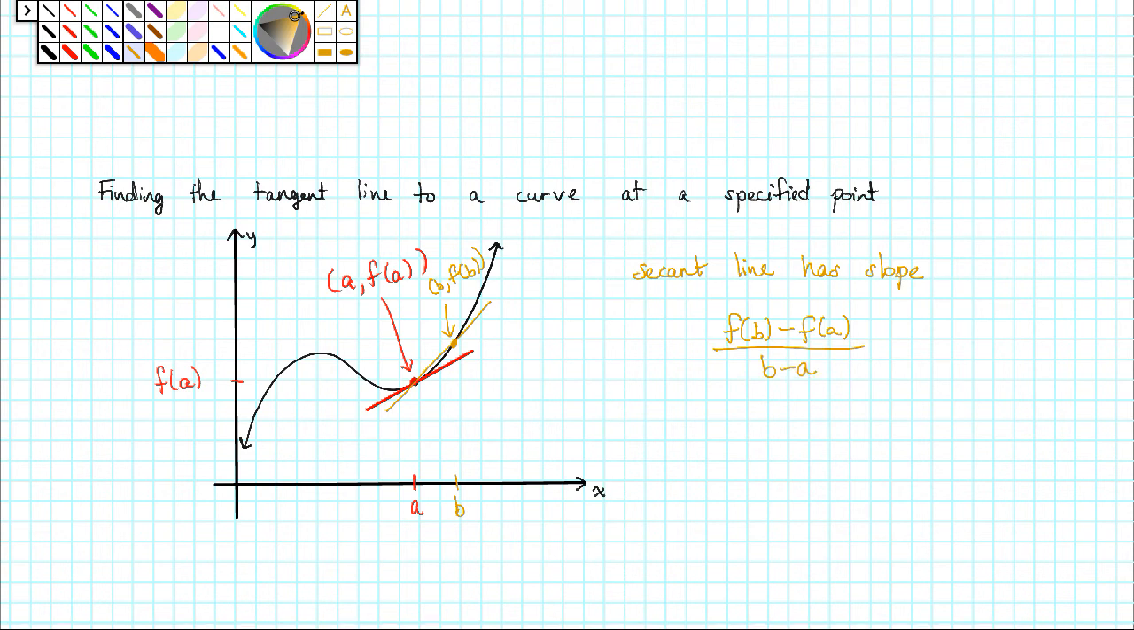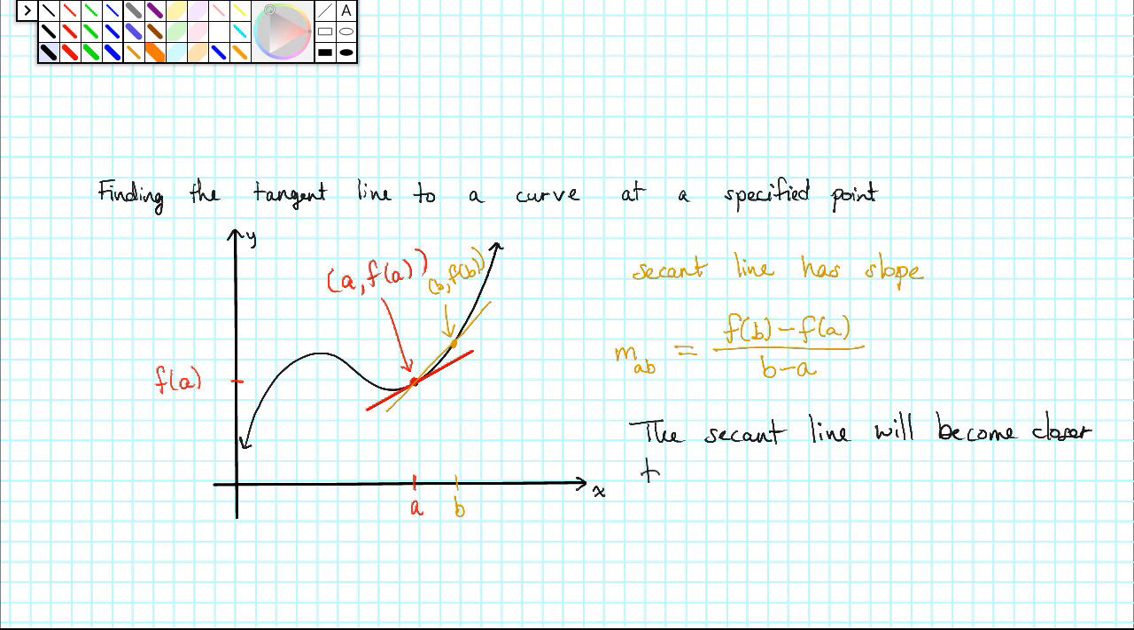We're going to call this slope, and I'm just going to label it AB because it's the slope of the line that's defined by the two input values A and B. And the idea of this is that the secant line is going to get closer and closer to the tangent line if we make B closer and closer to A. The secant line will become closer to being a tangent line if we move B closer to A.